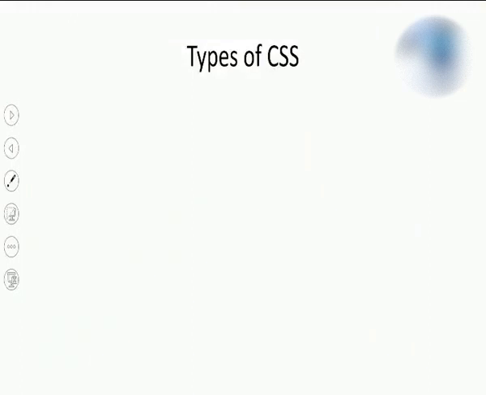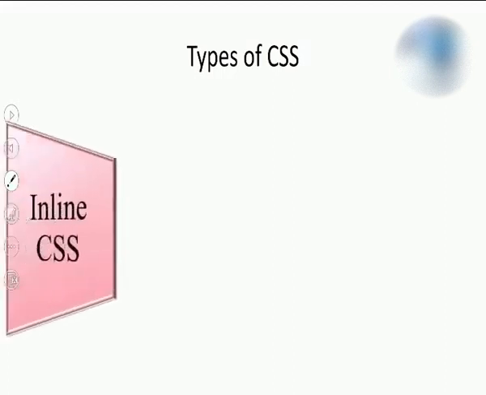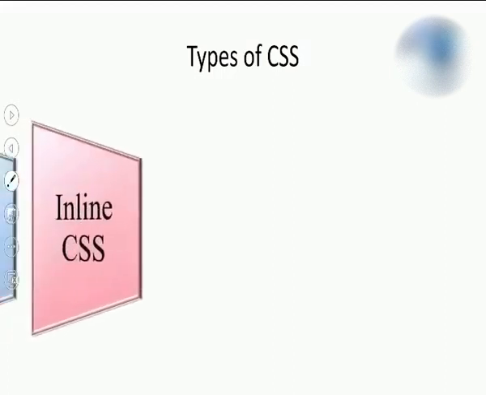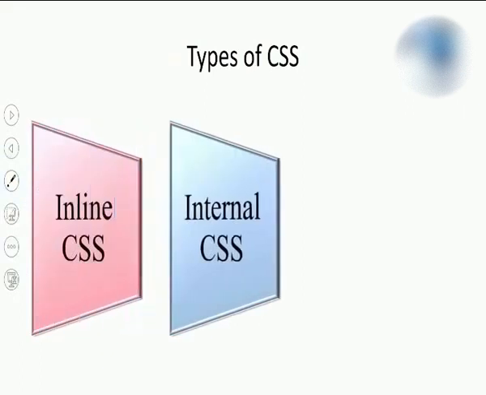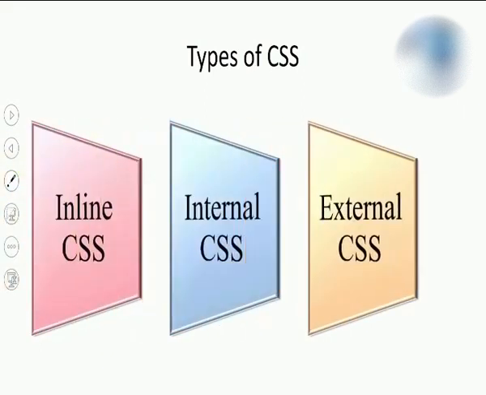So students, what is CSS? CSS stands for Cascading Style Sheet. There are three types of CSS. First is inline CSS, second is internal CSS, and third is external CSS. From the point of examination, you need to remember these three types. The question may come, which are the types of CSS? So inline, internal, and external CSS. What do inline CSS, internal, and external CSS mean? We will see one by one.